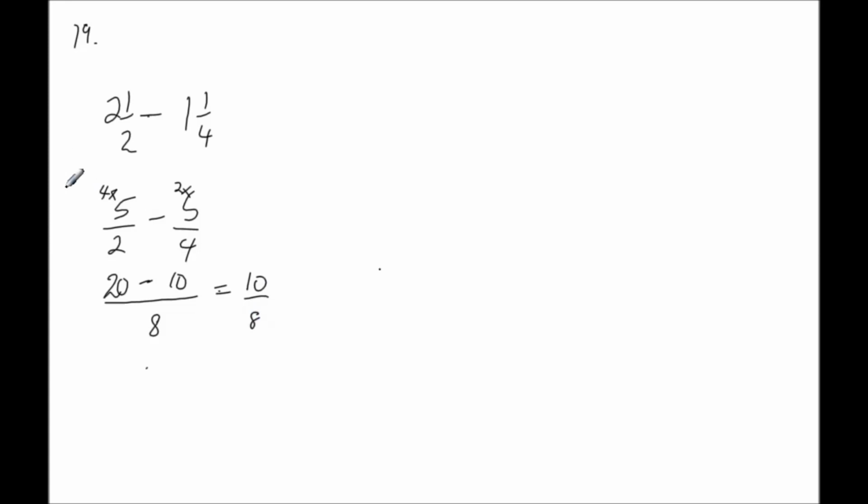Now, if we have 10 over 8, we could use 2 to reduce. We could say 2 into this will go 4 times, and 2 into this will go 5 times. Now we're left with 5 over 4. Alright, equal sign. Now we could go even further and change this improper fraction to a mixed number. 4 could go into 5 1 whole time with 1 remainder over 4. So our answer should be 1 1/4.